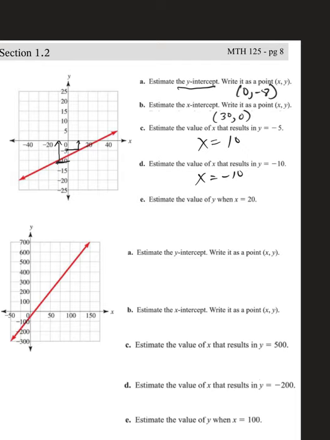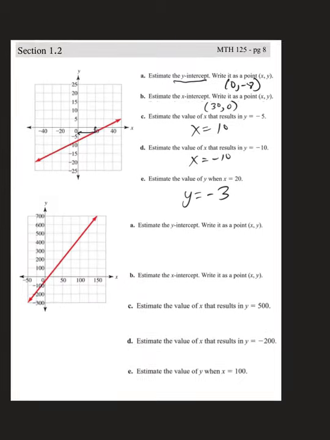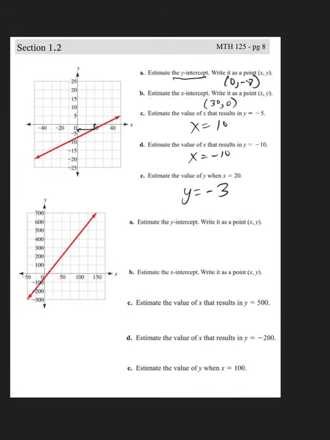Estimate the value of y when x equals 20. So here is where x equals 20. I go down till I hit my line, move that over, see what the y is. The y looks like it is probably -3. Interpreting and finding the missing parts of an ordered pair is basically what you're doing. So take a moment and pause the video. I want you to do the whole second example, and then you can unpause the video to check your answers.